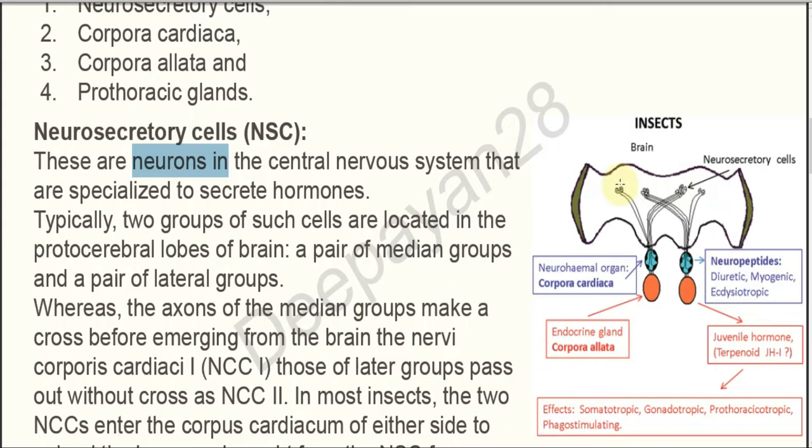A group of cells is there, not individual cells. You see 1, 2, 3, 4. Can you see four groups of cells? Yes or no? That means four are there, again subdivided. These are the median ones, these are the outer ones. Can you understand? Are you getting my point?